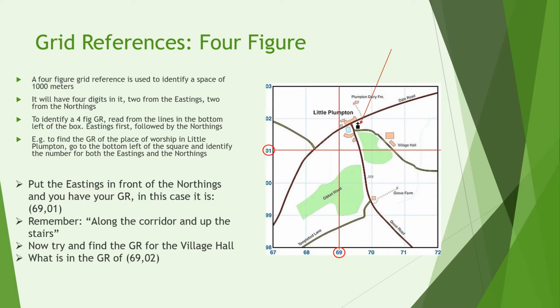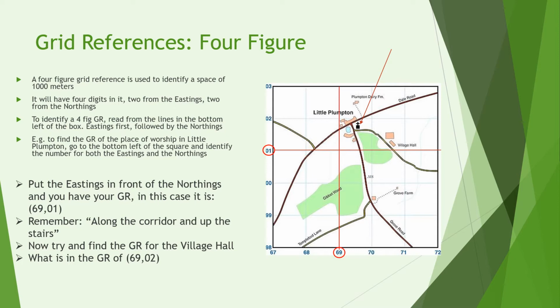Now let's look at the second one. This time we have to work in reverse. We look along the bottom first and find 69. If we follow that line up, the place we're looking for is always going to be to the right of 69. We can then narrow it down with the northings: find 02 on the y-axis, follow it and find where the lines intersect. To the top right of this should be the grid reference you're looking for. So the answer to the second would be Plumpton Dairy Farm.